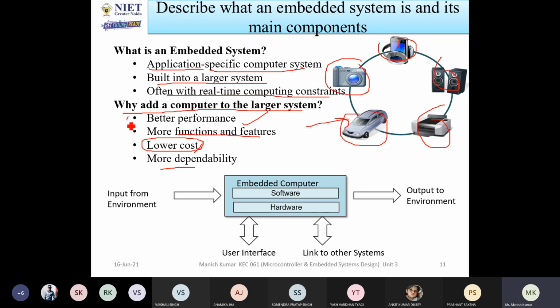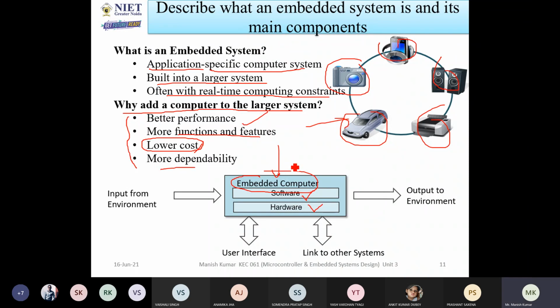So this is the advantage of embedded system, why it will be used in a larger system. Now you can see, if you are talking about embedded system, it is also called embedded computers. But no problem with that. So this will consist of both software and hardware. So the combination of software and hardware is called embedded system.